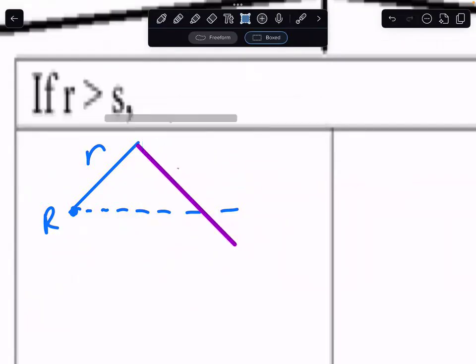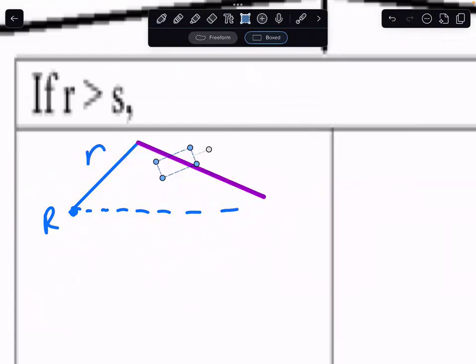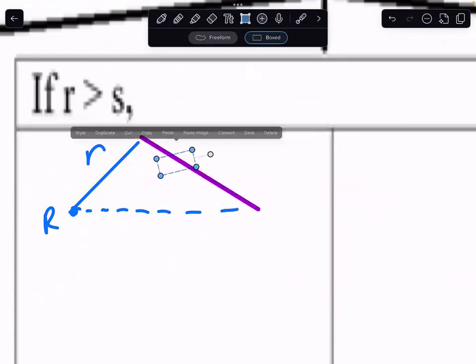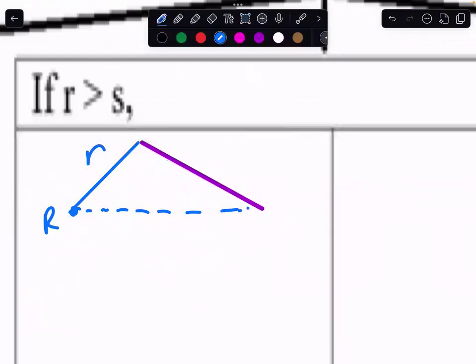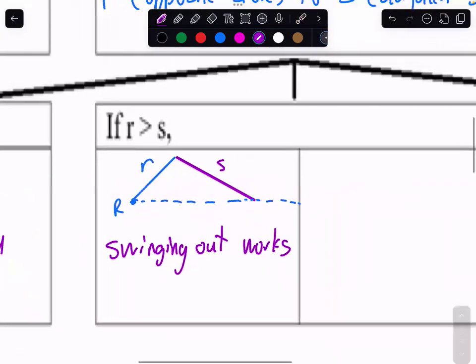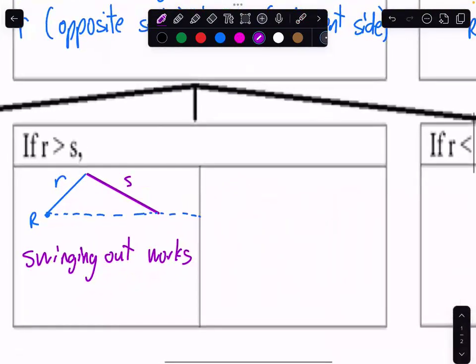Okay, a little too much. Remember this bottom path I can extend a little further if needed. So yes, we are able to form a triangle by swinging outward. Okay, how about swinging inward?